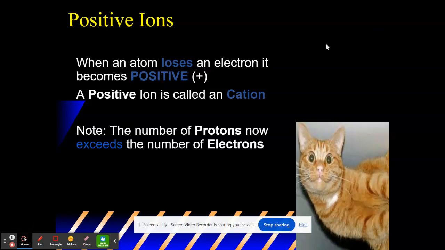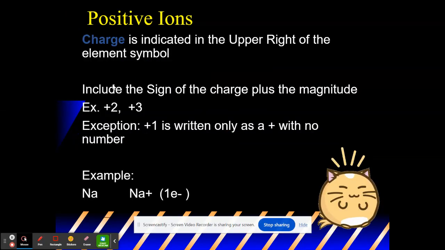there we go. They're positive because their protons have exceeded the number of electrons. They're more positive than negative. We will practice writing this. Basically, your charge will go on the upper right-hand corner, and I'll show you that more in a minute.